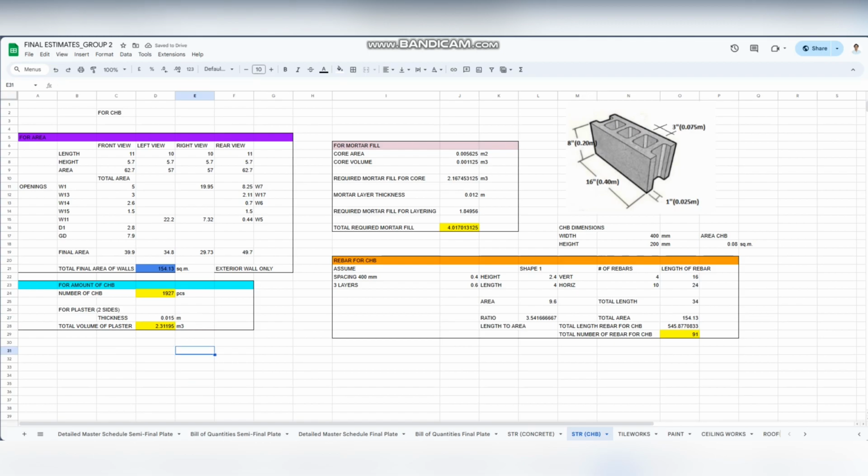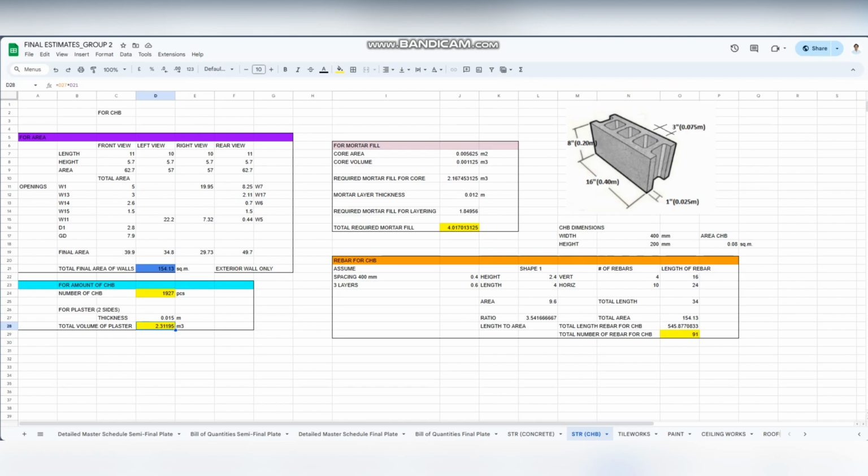Then for plaster, we used 0.015 meter thickness for the plaster. So we multiply the total area of the walls by the thickness, then we multiply that by 2, so we get 2 sides of plaster. So we have here the total volume of plaster.